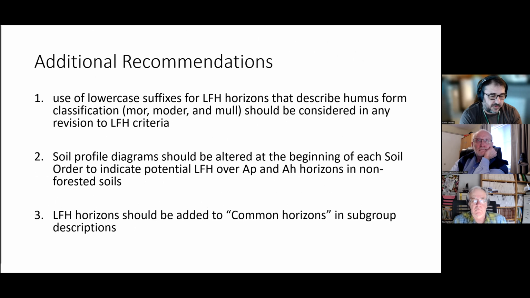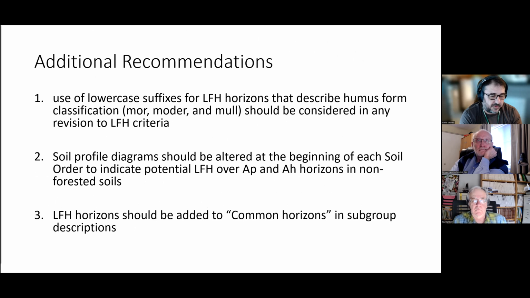The second recommendation that they made was that all of the soil profile diagrams be altered so that they reflect the potential of LFH horizons in these non-forested soils. And so everyone will be familiar with that. I don't have my book in front of me, but those are the example soil profile diagrams at the start of every soil order chapter in the CSSC.